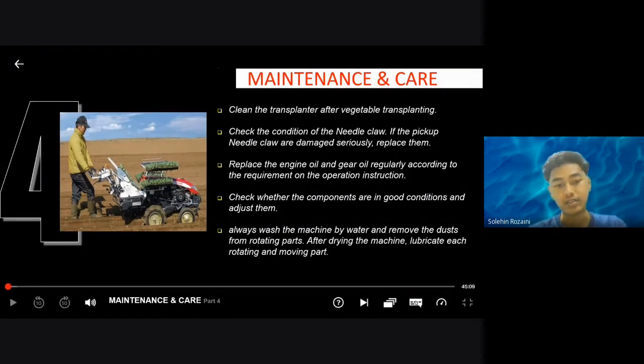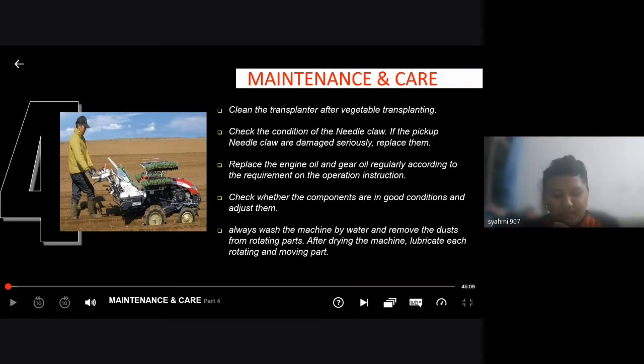Okay, thank you. For the next page, I will explain about maintenance and care for the vegetable transplanter. Okay, firstly, clean the transplanter after the vegetable transplanting. For the one day you use the vegetable transplanter, you must always clean the transplanter.